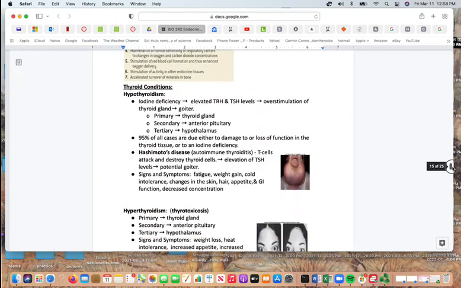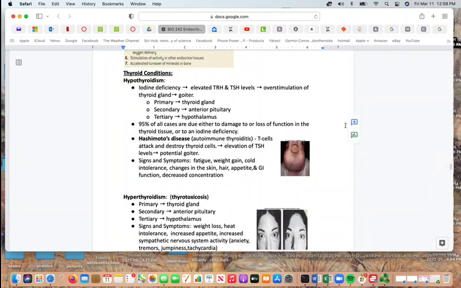So some conditions that go with this: hypothyroidism. One cause of it is iodine deficiency, and what will happen is the gland is trying to make up for this deficiency, so it will become overstimulated and can develop a goiter. So it's primary when it's the thyroid gland. It's secondary if the issue is in the anterior pituitary. Tertiary if the issue is in the hypothalamus. So 95% of all cases are due to either damage or loss of function of the thyroid tissue or to iodine deficiency. So this picture here is showing a person with a very large goiter in their neck.